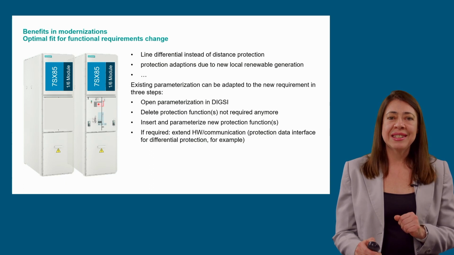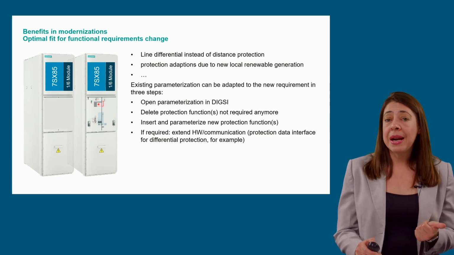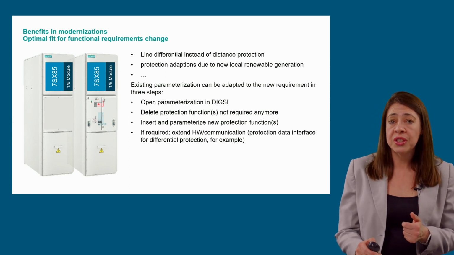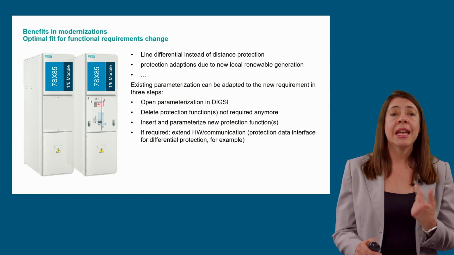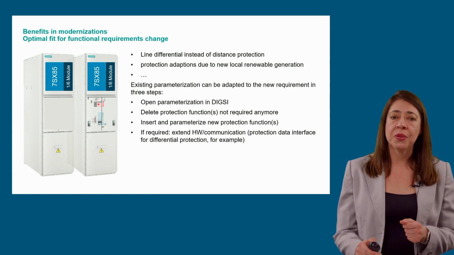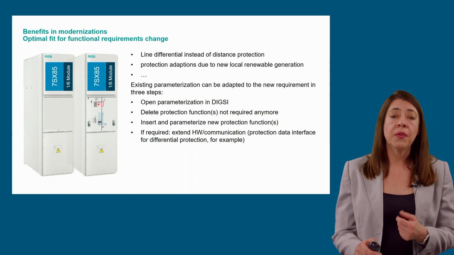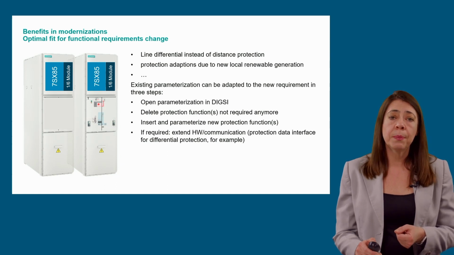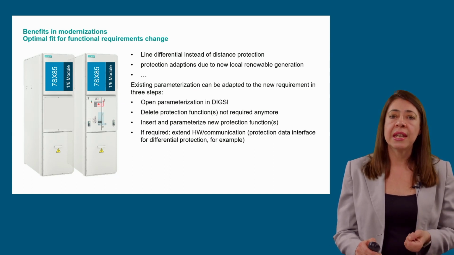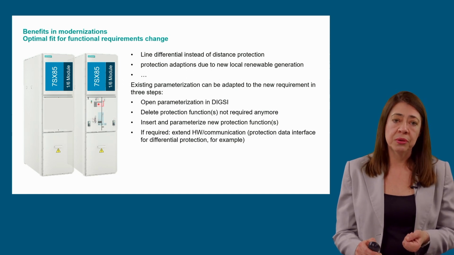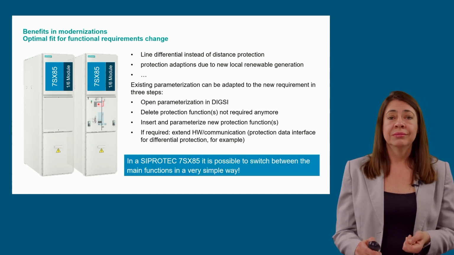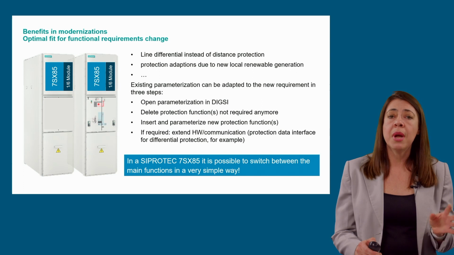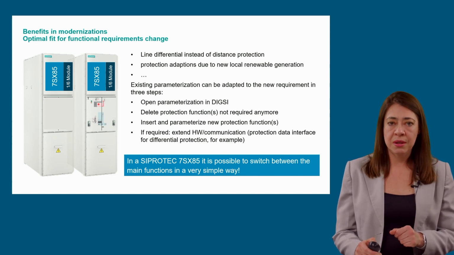The adaptation is straightforward. Open the parameterization in DIGSI 5, delete the protection functions that you don't require anymore, insert and parameterize new protection functions, and, if required, extend the hardware or communication modules, for example, the protection data interface in case of a line differential protection. And ready! In a SIPROTEC 7SX85, it's possible to switch between main functions in a very simple way.